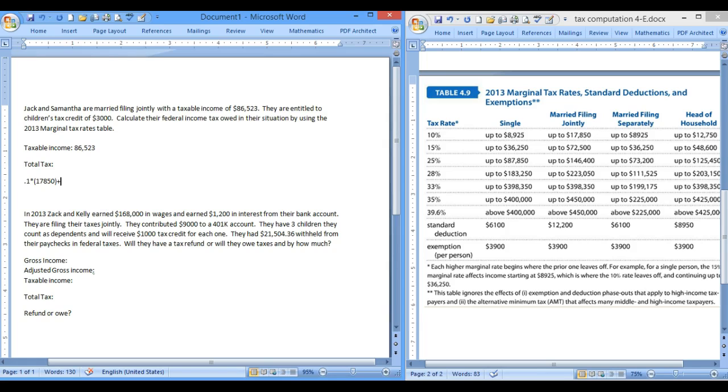Now we need to move up into the next bracket, which is 15%. This is taxed at 15% up to $72,500. They have earned more than that, so I can go straight to the top of that bracket, $72,500. But I'm not taxed on everything at 15% up to $72,500. I'm only taxed on the next bracket, so I need to subtract what I was already taxed down here, which went up to $17,850, because that was already taxed at the 10%.